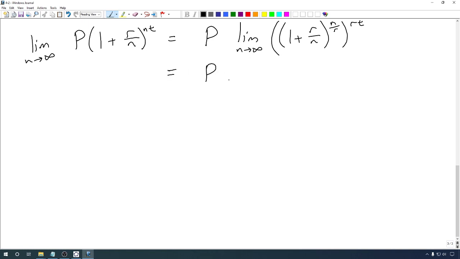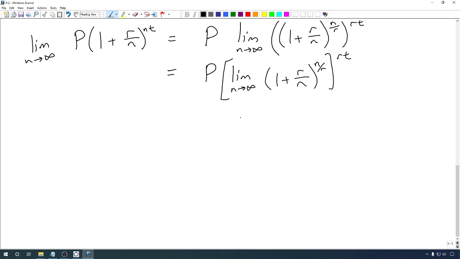But one of the properties of limits is that if we have a power that doesn't involve the actual variable that's changing, so we don't have any n's in the rt, we can actually pull out that power. So we still have the 1 plus r over n to the n over r power, and that whole limit is being raised to the rt power. You get to pull that power out as long as there's no n's in it. And now we can just focus on this particular limit and what this limit actually does.